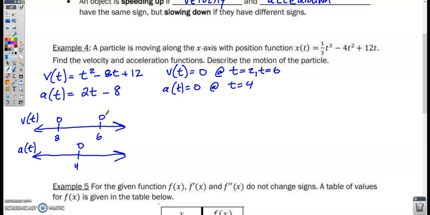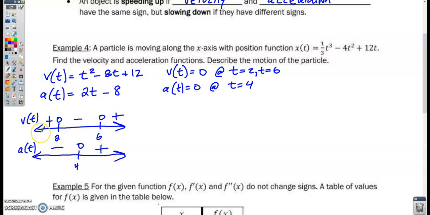All right, so I've got my sign charts lined up so that I can analyze what's going on underneath. Now I'm just going to go ahead and fill in my sign charts. If I put 0 in for velocity, it's positive. If I put 4 in for velocity, that's going to be 16 minus 32 plus 12, which is negative. If I put 8 in for velocity, it's going to be positive. If I put 0 in for acceleration, negative. And if I put 6 in, it's positive. Okay, so there are my sign charts.